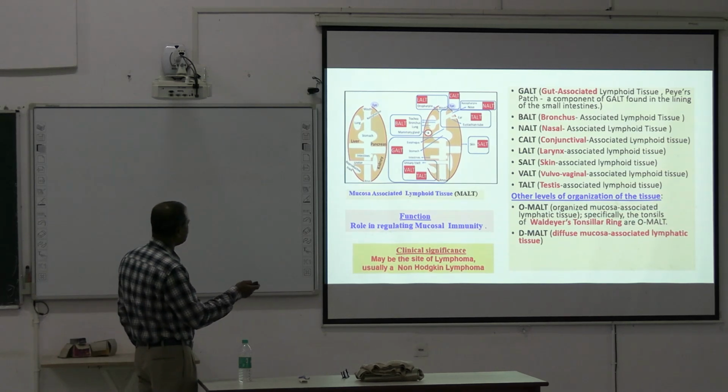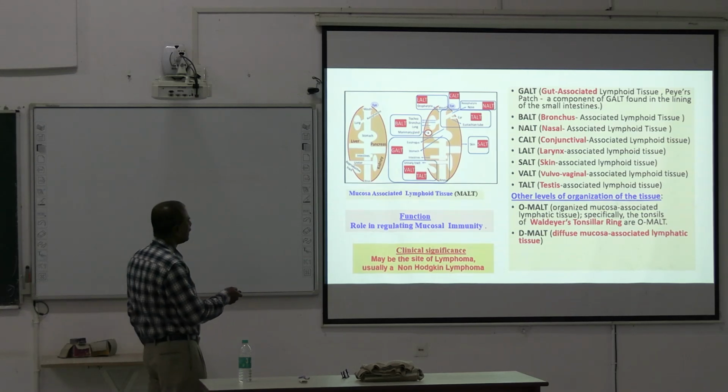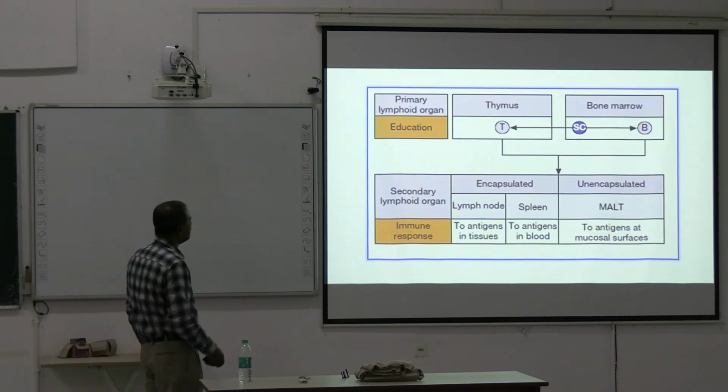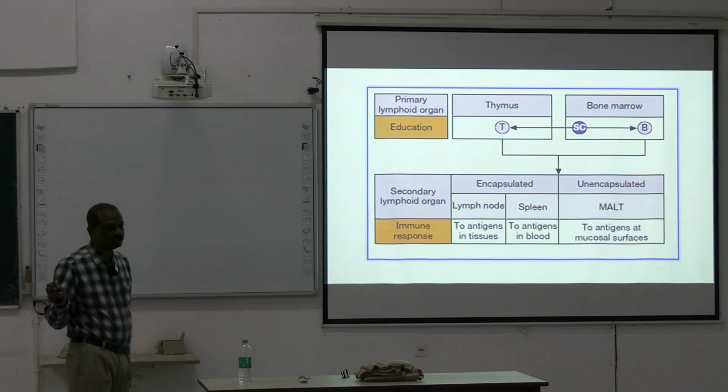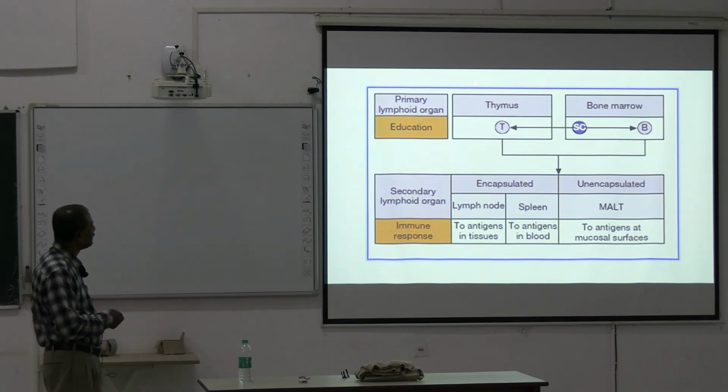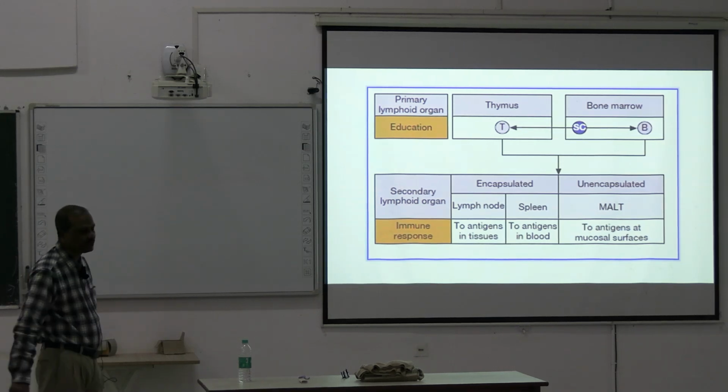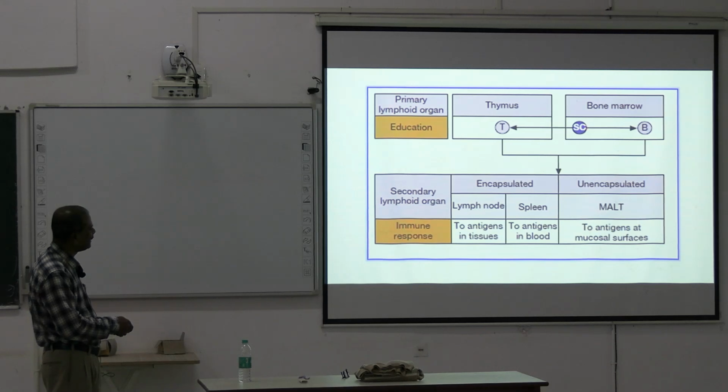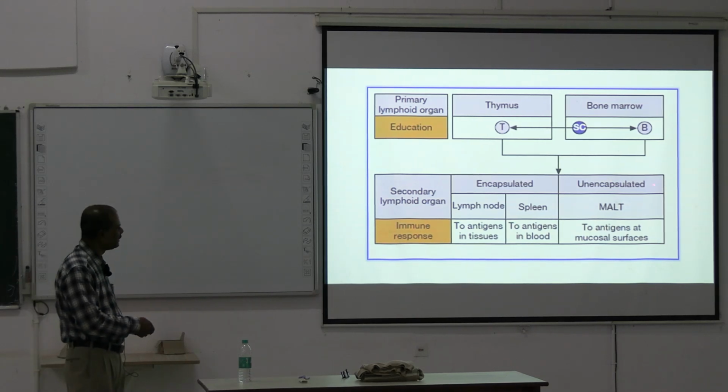Write down one thing, that is mucosal associated lymphoid tissue, and then you remember whatever you can say. So primary lymphoid organs, note down this part. Primary lymphoid organs are basically bone marrow and thymus. From bone marrow, the hematopoietic stem cell produces B cells, and once the B cell is formed, it is thrown into the circulation, and T cells are processed at the thymus.